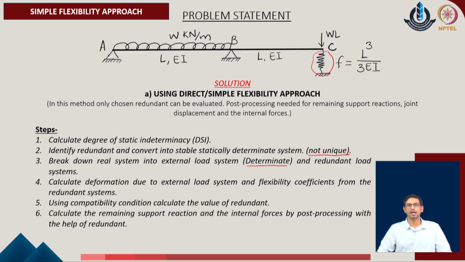We consider the redundants as an external load of the given problem, and now we try to evaluate the deformations which are occurring due to the external load system as well as the deformations which are occurring due to the redundant force system, and those are called the flexibility coefficients of the given problem. And once we have all these parameters available to us, we define the generalized compatibility conditions in the direction of the given redundants, and that is evaluated for the unknown values of the redundants in the given problem. Once we have the values of the redundants available to us, we go ahead with the calculations of the remaining support reactions and the internal forces by the post processing steps.